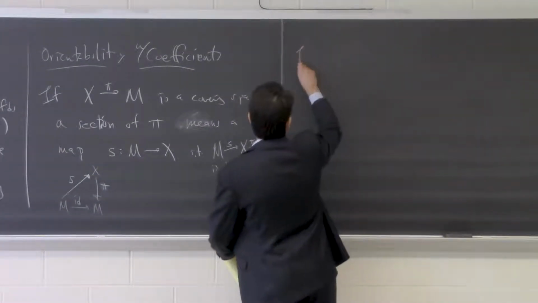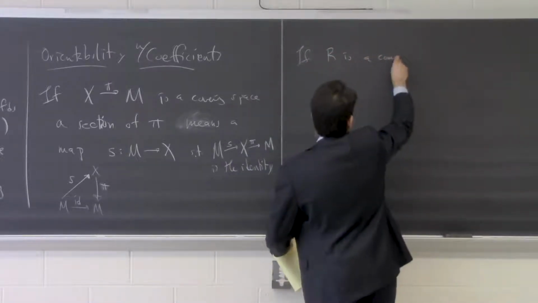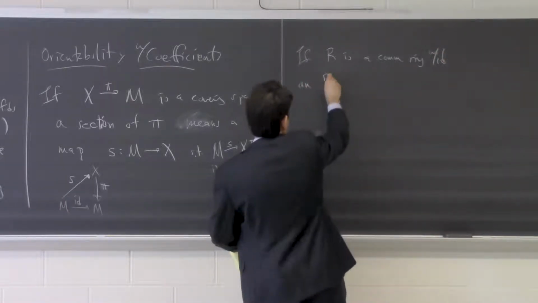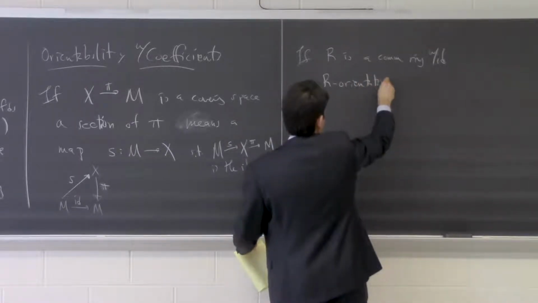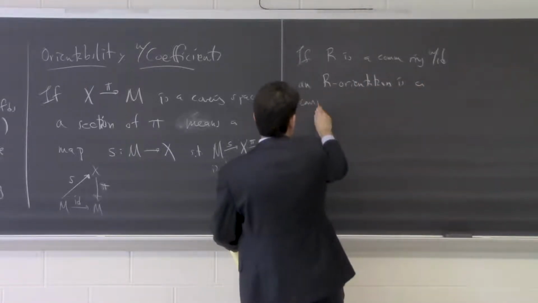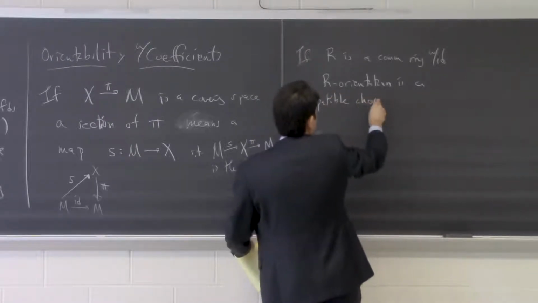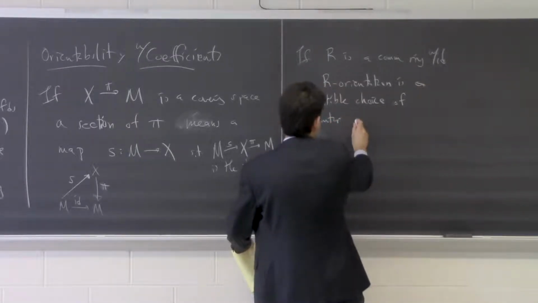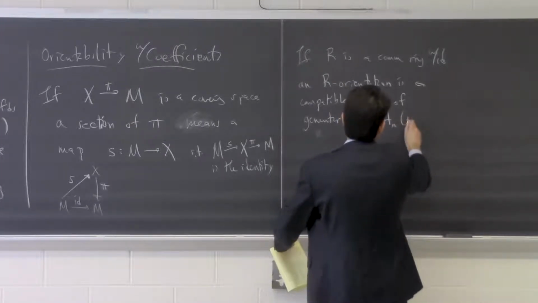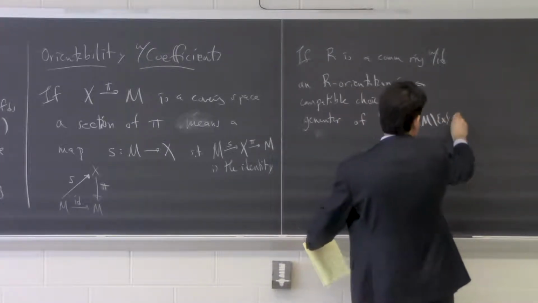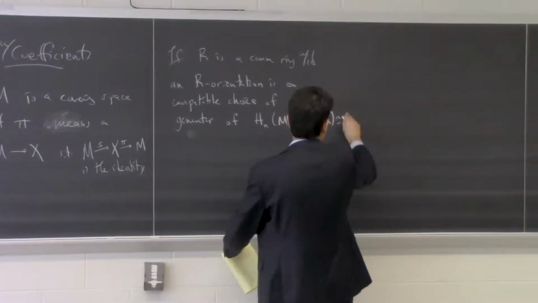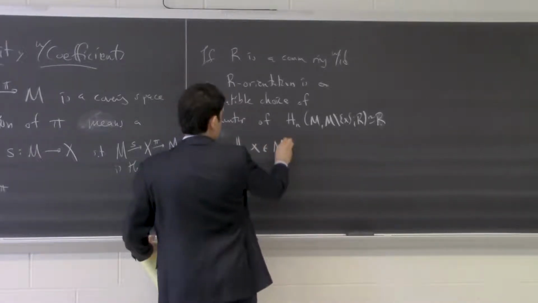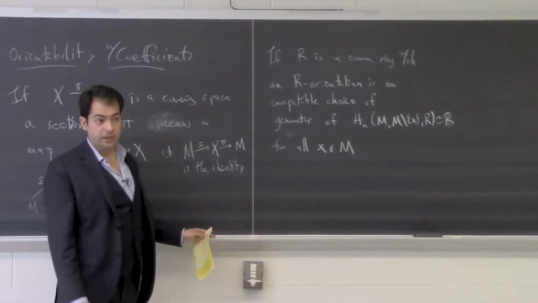So if R is a commutative ring with identity, then an R orientation is a compatible choice of generator of the local homology with coefficients in R, which we know is always isomorphic to R, for all x in the manifold.